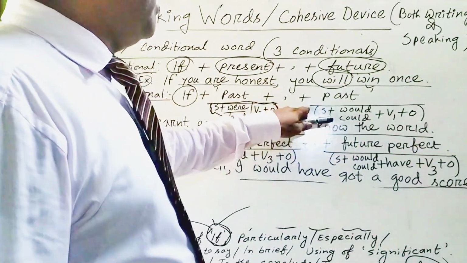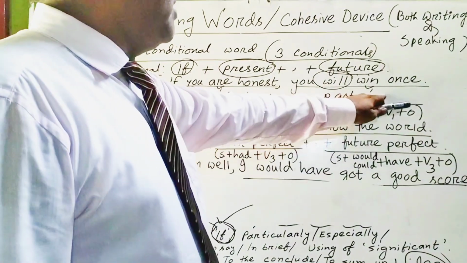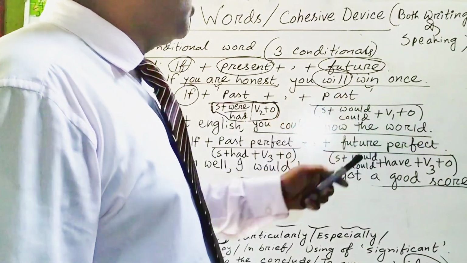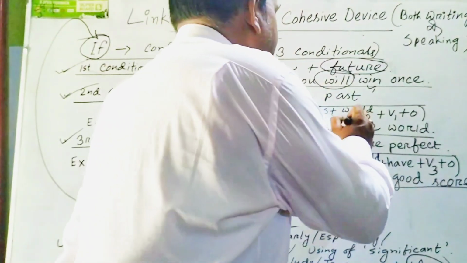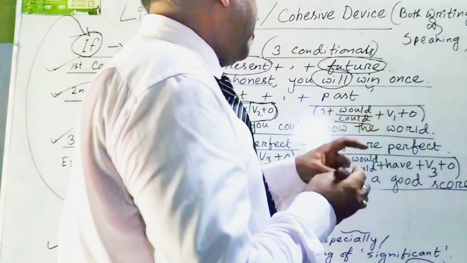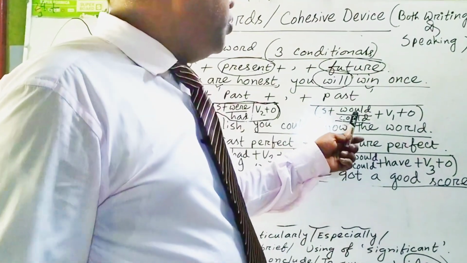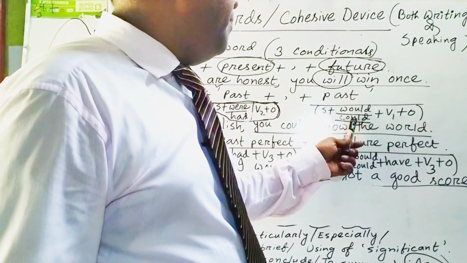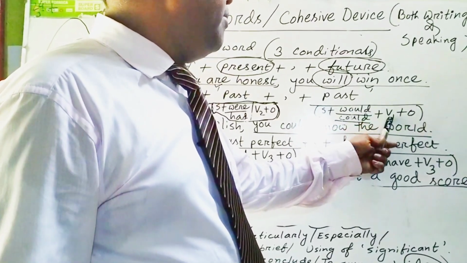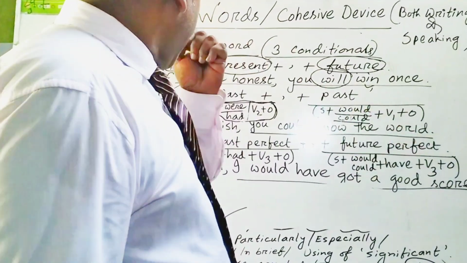Okay, now the next one, past. If plus past, and the sequence of the second clause must be like this. What is it here? The modal auxiliary: subject plus would, should, could, might. I have not written it here, just to help you understand clearly: would, should, could, might. Any one of the past modal verbs, and the next word must be the present form of the verb plus object.